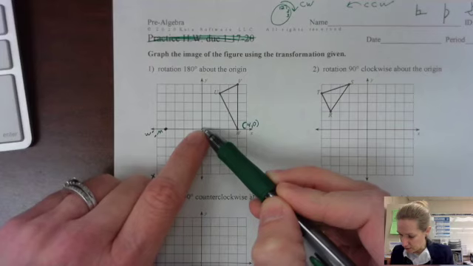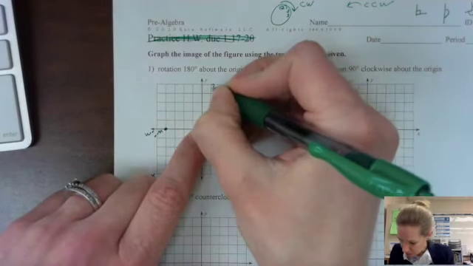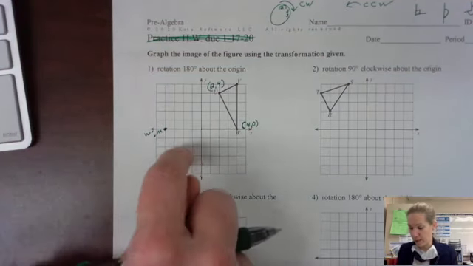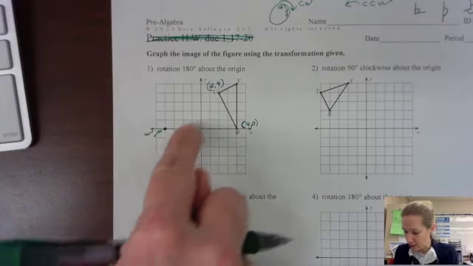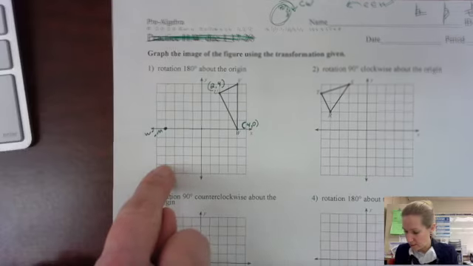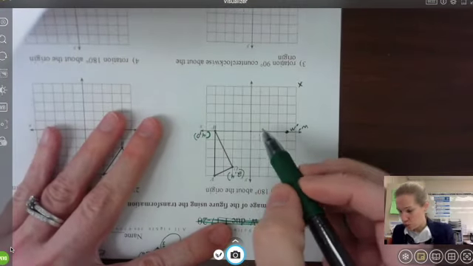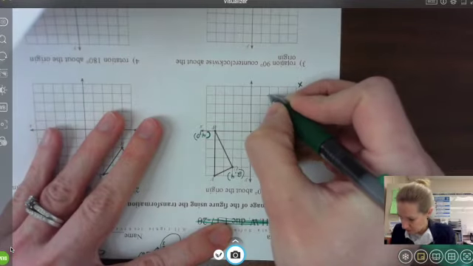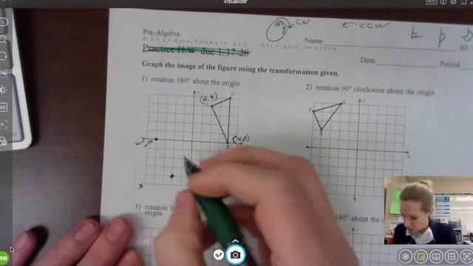My next point, I'm going to do this point here. So starting here, 1, 2, 1, 2, 3, 4. So I know this is at point 2, 4. So U prime is going to be at 2, 4 after I spin it. So remember, I need to get into this quadrant because it's 180 degrees. So I'm going to spin it and then put a point at 2, 4. 1, 2, 3, 4. Then I'm going to label it U prime.